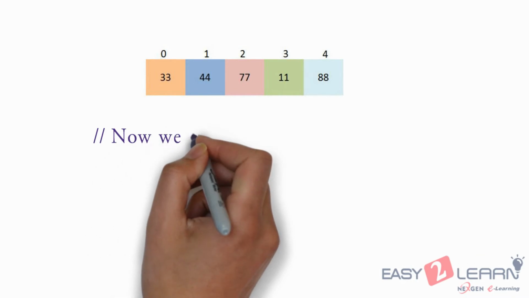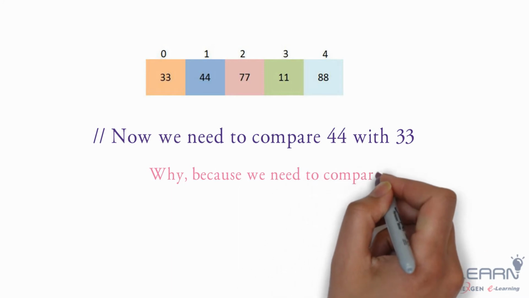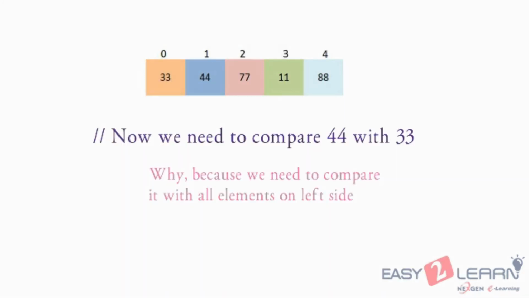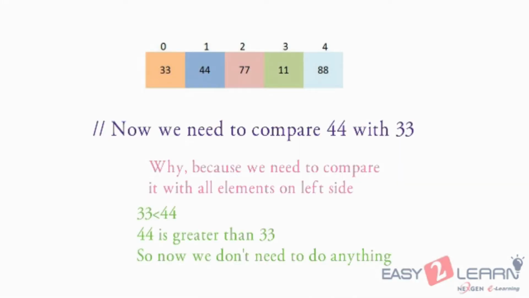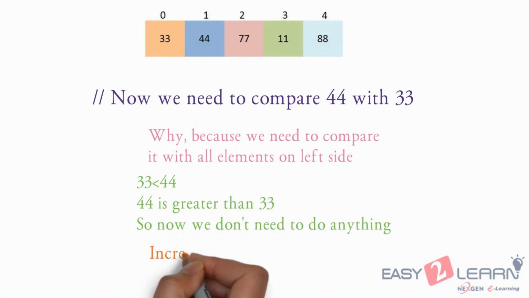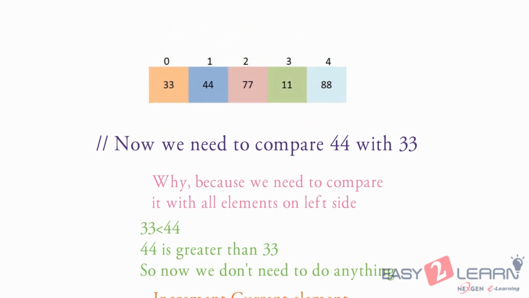Now we need to compare 44 with 33 because we need to compare it with all elements on the left hand side. So 44 is compared with 33, and because 44 is greater than 33, we need not do anything. That means we need not swap. Now increment the current element. Now it becomes 3.